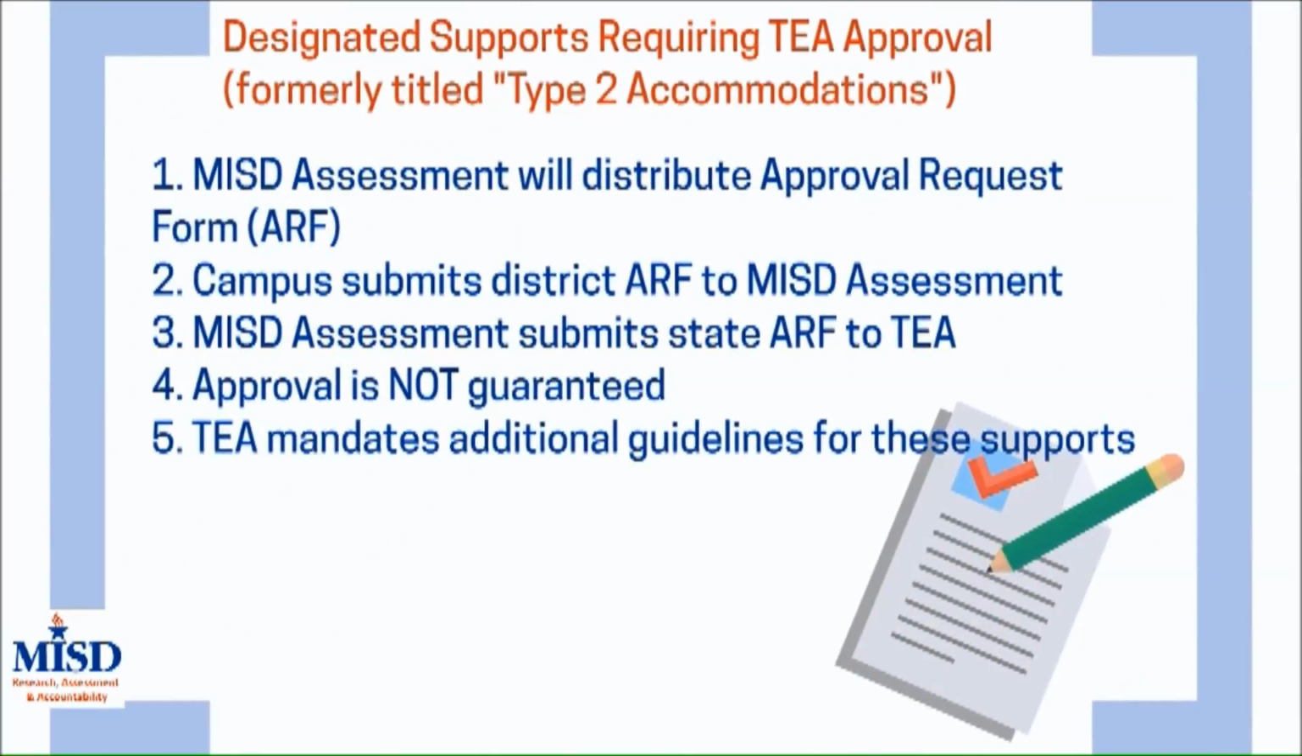As noted earlier, TEA has renamed Type 2 accommodations to Designated Supports Requiring TEA Approval. Beyond the name change, nothing has really changed with regard to these supports. Our office will provide a district-level approval request form for campuses to submit. That form includes information that will not go to TEA but will be used locally for tracking purposes. We will then submit TEA's approval request form with only the information required.